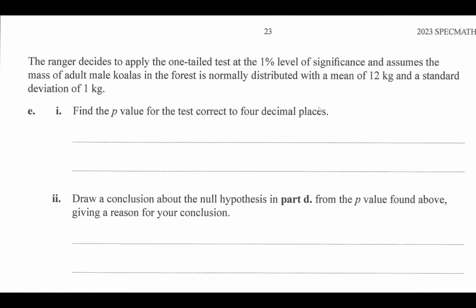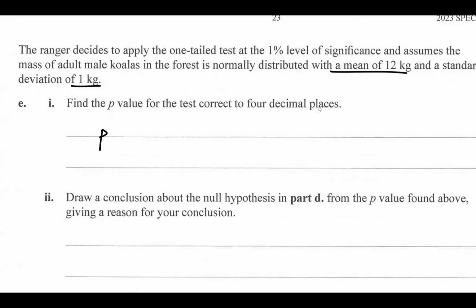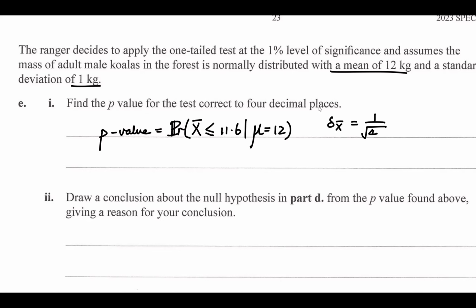The ranger decides to apply the one-tailed test at a 1% level of significance and assumes the mass of adult male koalas in the forest is normally distributed with a mean of 12 and a standard deviation of 1. Find the p-value. Well, the p-value is just the probability of X bar less than or equal to 11.6, given that mu equals 12. Of course, we need to use sigma X bar, which is 1 over square root of 40. It's no longer square root of 20.